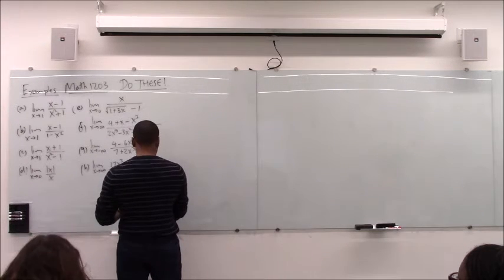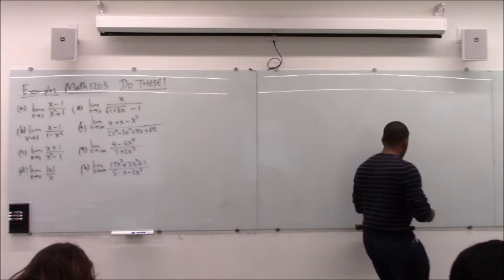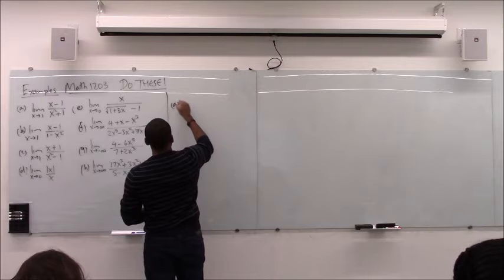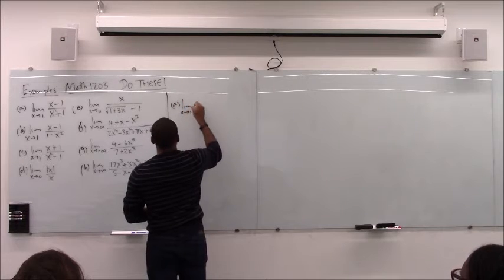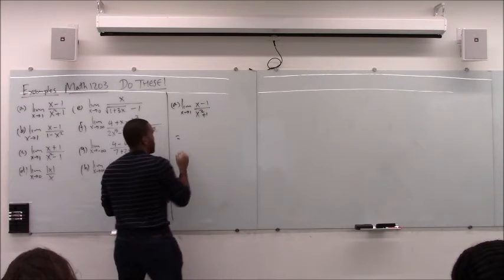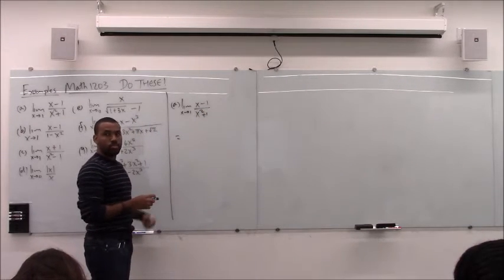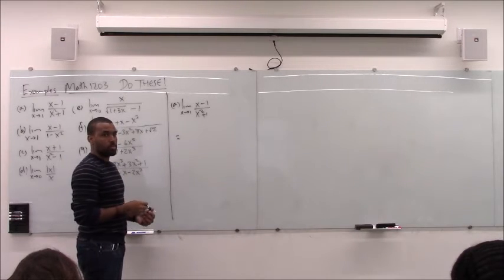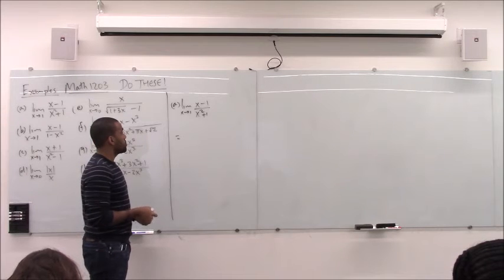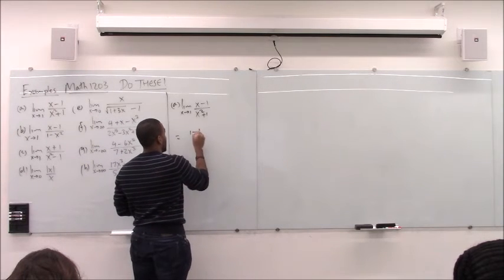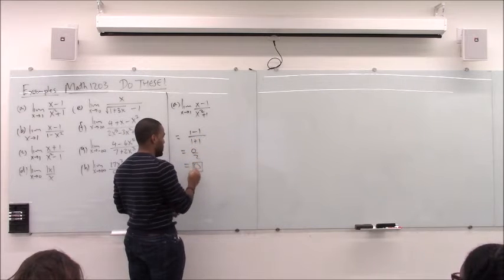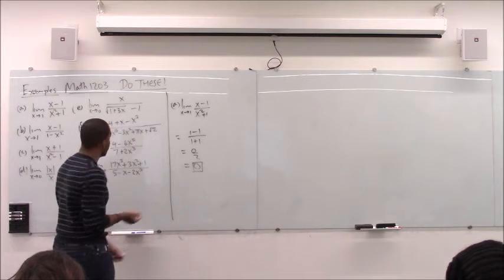Let's actually make sure that everyone knows how to do this. Start with A. Limit as x approaches 1. Okay, what do we do here? You can just plug in 1. Done, that easy. Step 1 is to plug in.